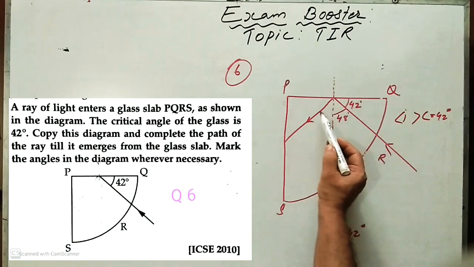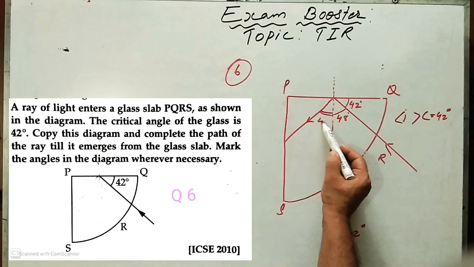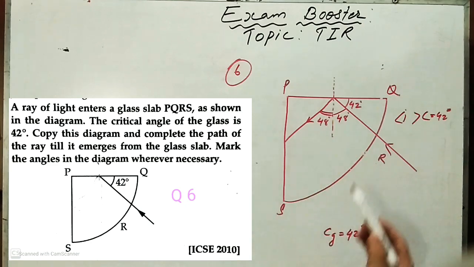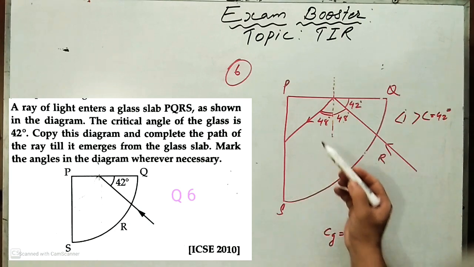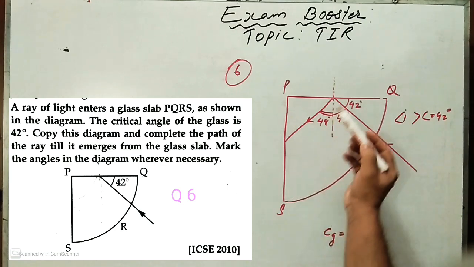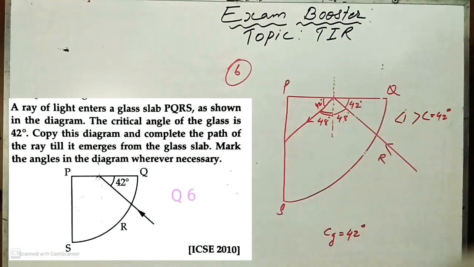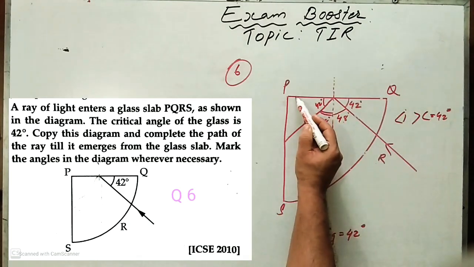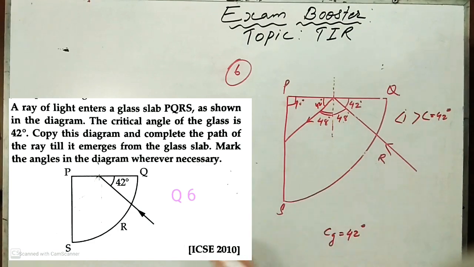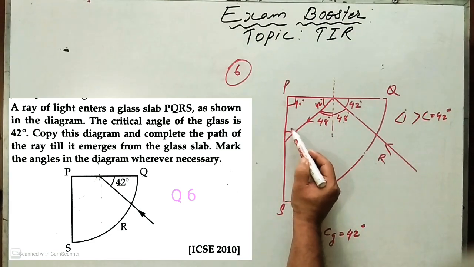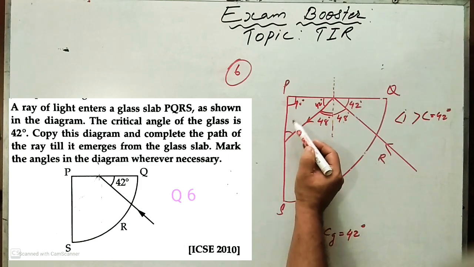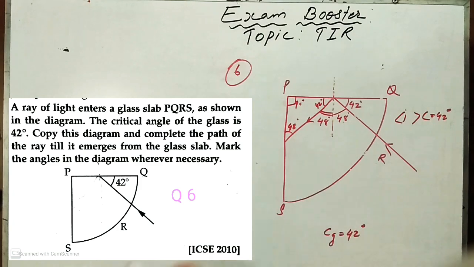Clear? Are you following it? Now what is the angle of reflection? Again it will be turned through an angle of 48 degrees, because the angle of incidence is equal to the angle of reflection. This angle is 48 degrees. So what will this angle be? This angle will be 42 degrees. This is 90 degrees. So what is this angle? This angle will of course be 90. This should be 180, so we should get 48 degrees.